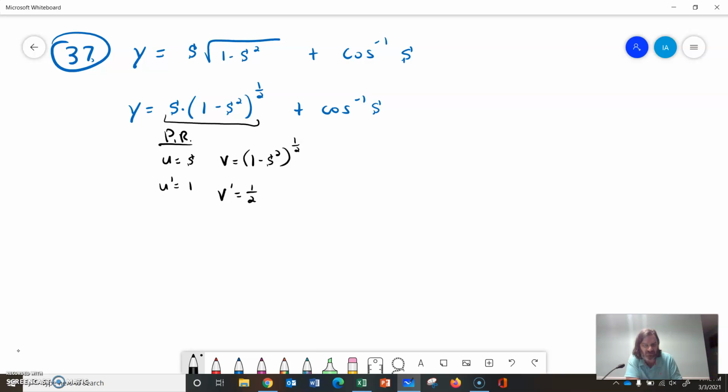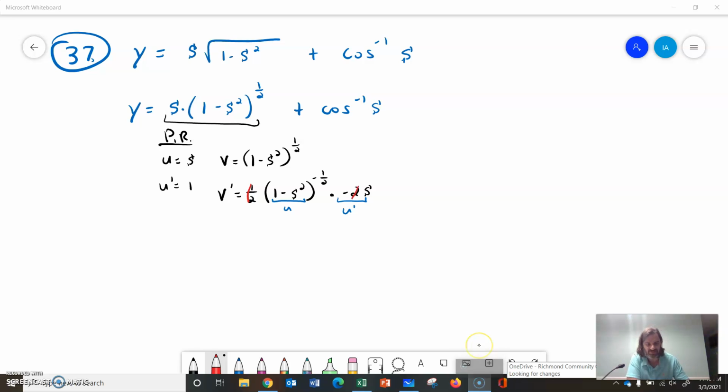So 1/2 out front times 1 minus s squared to the negative 1/2. That's the power rule part of it. And then the chain rule says, oh, here's an extra u in here. Let's put a u prime on the outside. So you'll have a negative 2s on the outside. A few things will clean up there as far as, first of all, the 1/2 and the 2 will go away. But I don't know what else we'll do with that. So let's just kind of finish that part up.